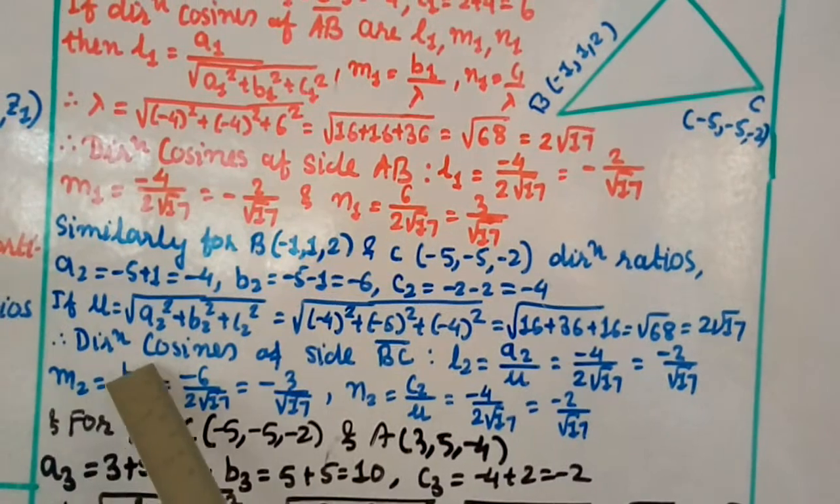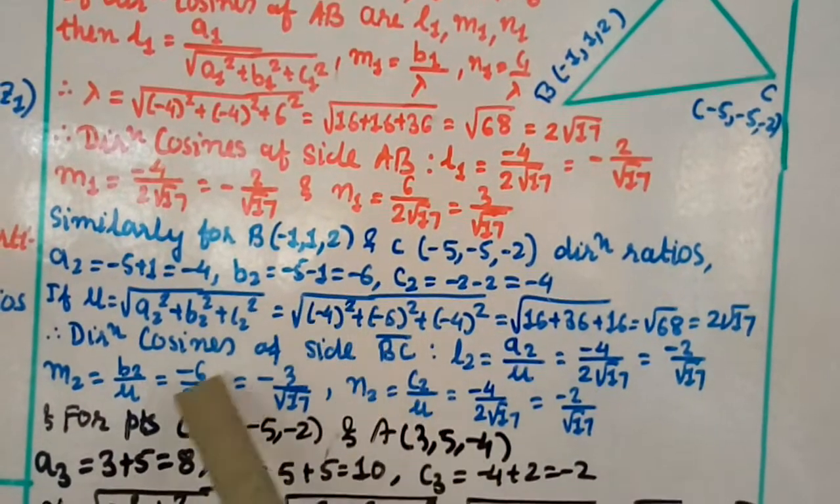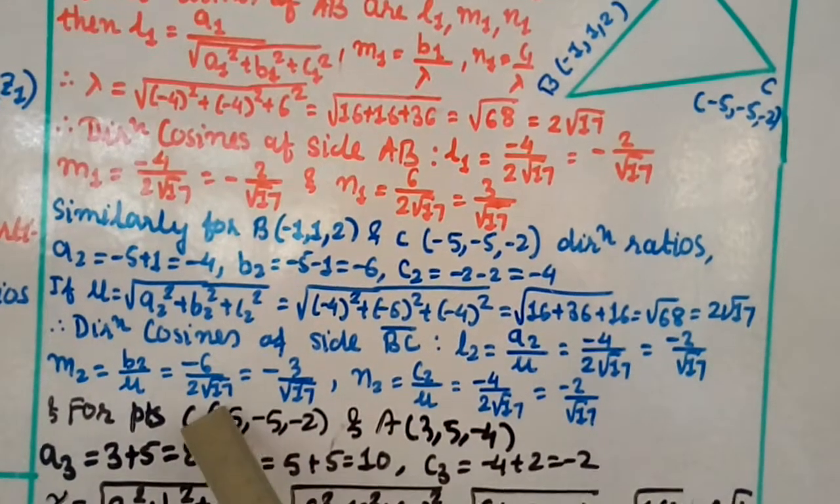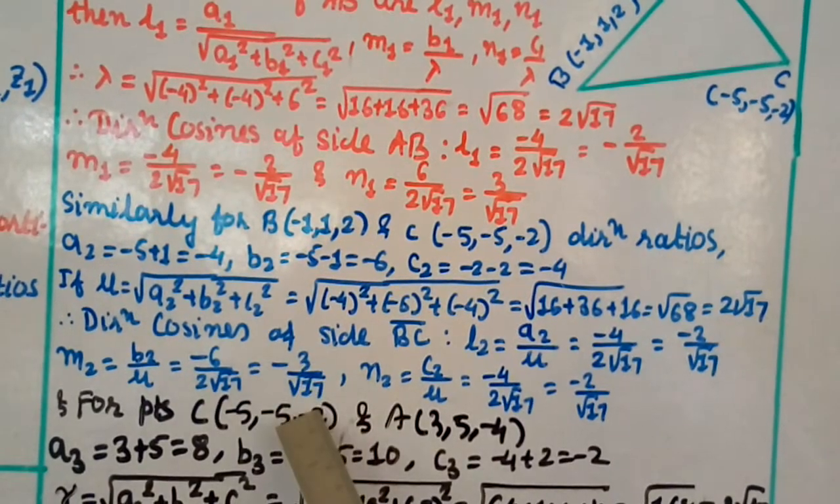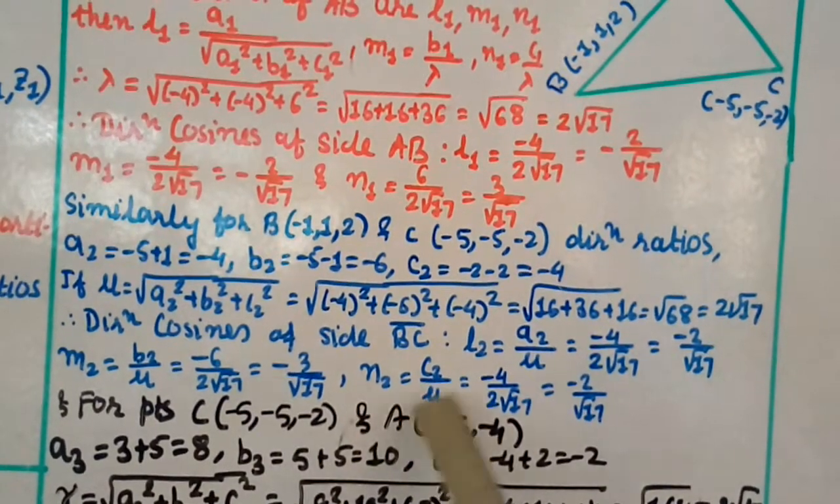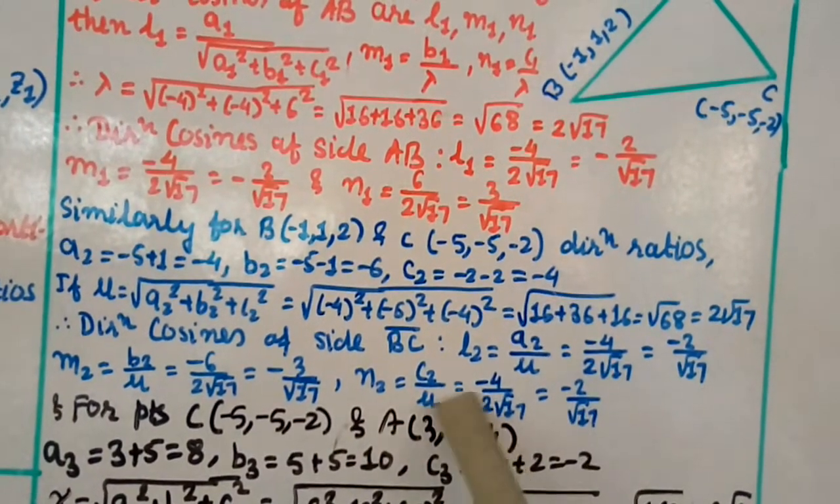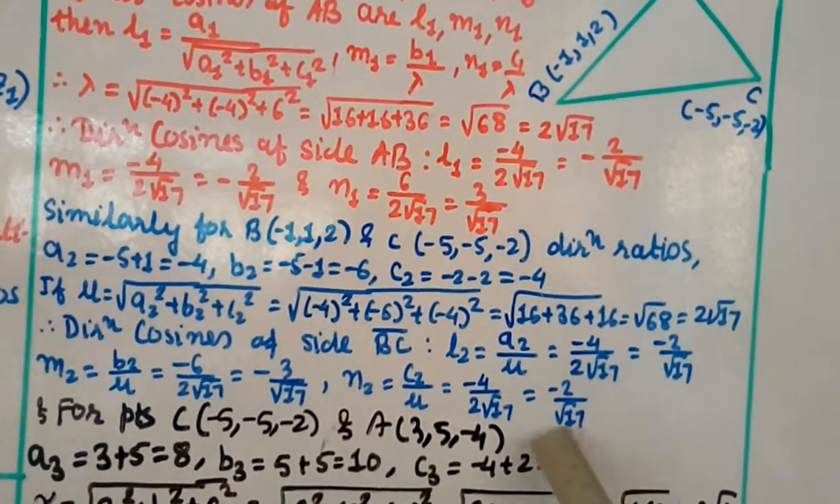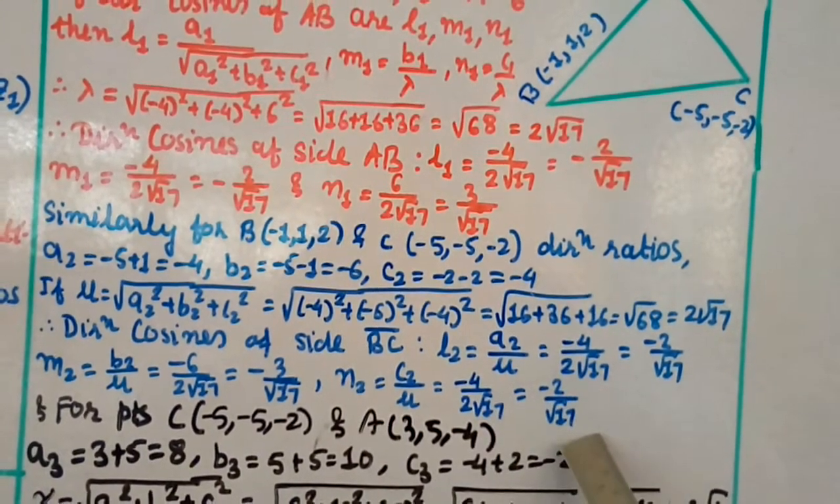Then m2 equals b2 by mu. b2 is minus 6 divided by 2 root 17, cut by 2, so minus 3 by root 17. And n2 equals c2 by mu. c2 is minus 4 and mu is 2 root 17, cut by 2, so we get minus 2 by root 17.